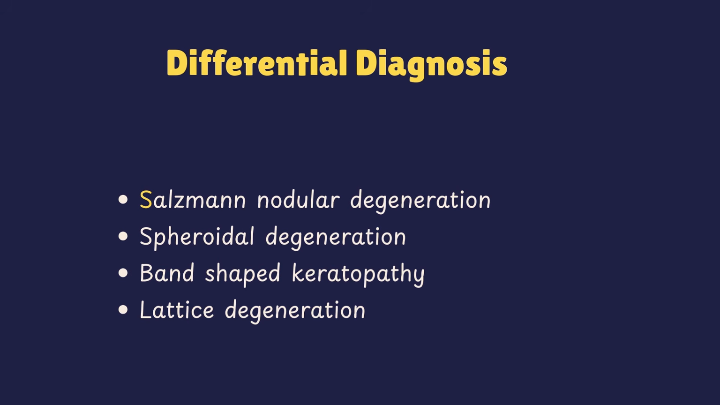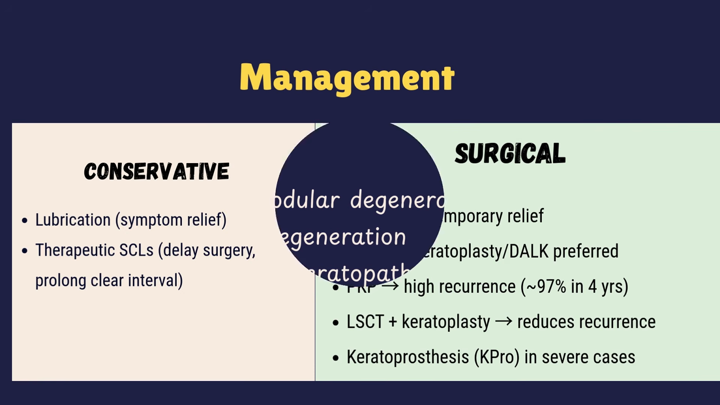All right. So to summarize, GDLD is autosomal recessive, early onset, mulberry-like nodules, Congo red positive amyloid. Salzmann is bluish white and acquired. Spheroidal is golden with UV exposure. Band shape is calcific, and lattice will show you refractile branching lines. Okay, so that's your high yield differential set.